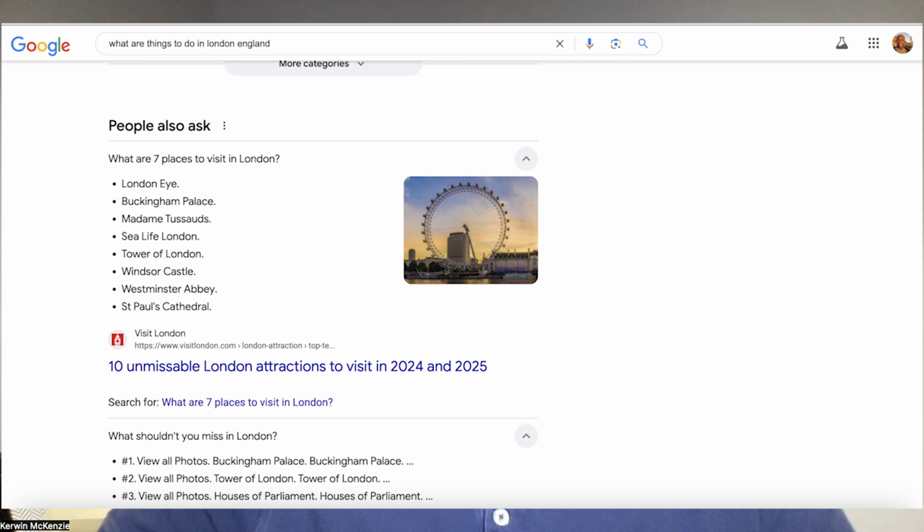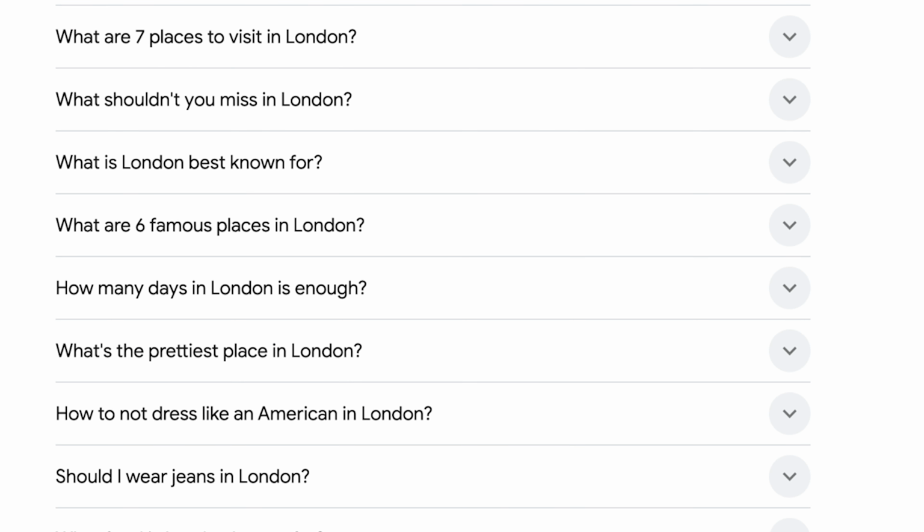If I go back up here, let's just pick one of these. And it just gives you some more information. See, you get an idea of what it does. One of the things when you're doing these searches, you see it says people also ask. These are topics that you can put in your article. So if you're doing a piece that says, what are things to do in London, England? In the article, you can put things like: what are 7 places to visit? What should you not miss? Or what shouldn't you miss? What is London best known for?